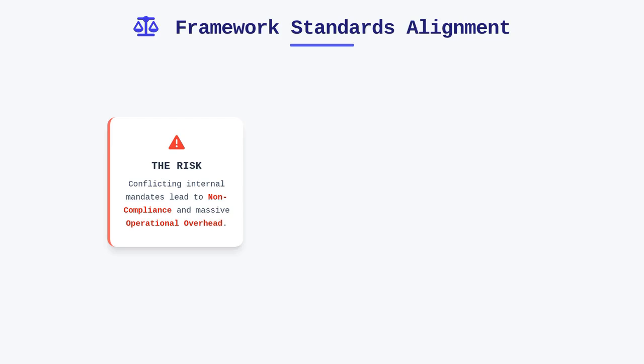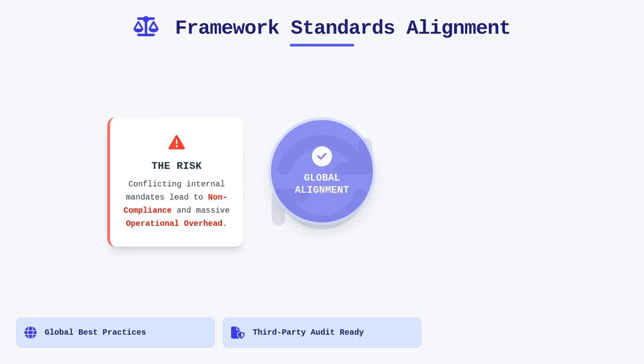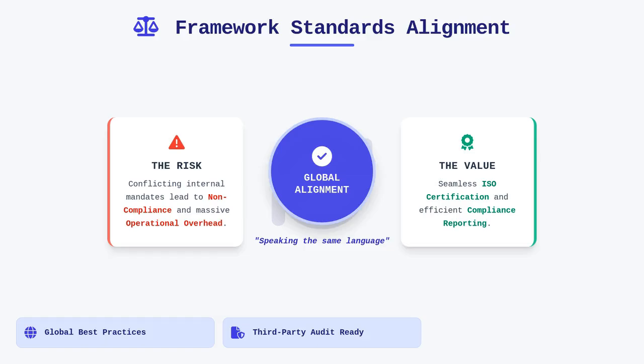Therefore, alignment is not just about keeping the board happy. It is about ensuring that the internal governance system mirrors established global best practices. This integration allows for easier adoption of third-party audits and certifications, as the organization is inherently speaking the same language as the auditors. By staying compatible with standards from organizations like ISO or various industry-specific bodies, we create a system that is robust against external disruption and highly efficient in its compliance reporting.